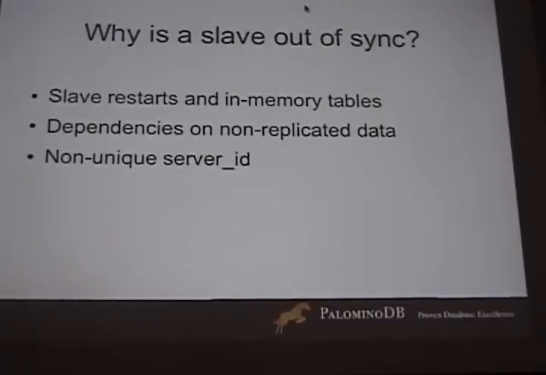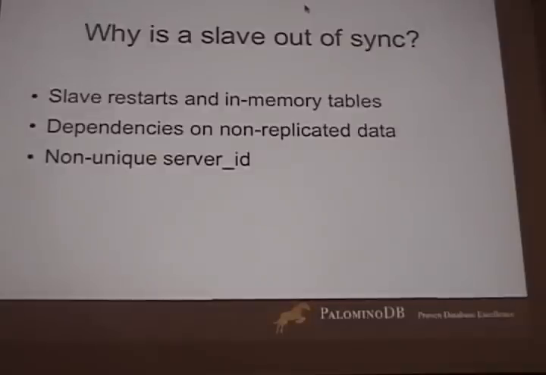Non-unique server ID. So let's say you have a slave and you tell the slave, pull from the master. The master doesn't care about the slaves. You can have 100 slaves, it doesn't know. It knows that there are things that are getting queries from it. The queries might be let me read the binary log, or they might be a select query. It doesn't know. So the way it works is the slave pulls from the master.